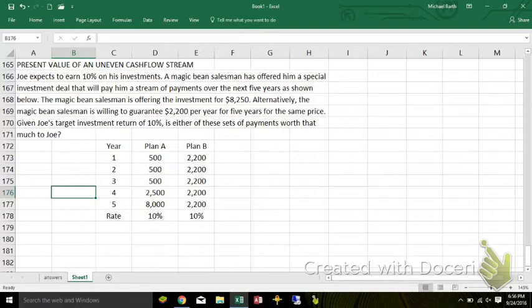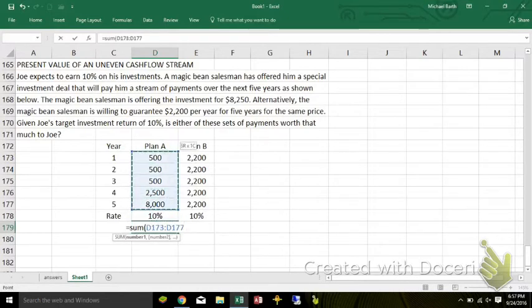Joe wants to earn 10% on his investments, and the Magic Bean salesman offers him an investment deal, Plan A, which will give him $500 in the first year, $500 in the second year, $500 in the third year, $2,500 in the fourth year, and $8,000 in the fifth year. And the cost of this is $8,250. Well, the grand total of the money you would pull in, if we sum up all these cash flows, that's $12,000, right? So you invest $8,250, you get back $12,000. Does that earn a rate of return equivalent to 10% for Joe?